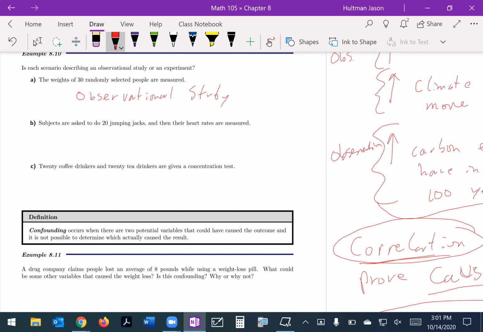Subjects are asked to do 20 jumping jacks, and then their heart rates are measured. Is this observational or experimental? Can I have a control group and an experimental group? Yeah, the control group are the people who don't move, and these are the jumping jack people. Can I repeat this experiment as many times as I want? Absolutely. Can I measure the heart rates? Yeah. So the variable that we're measuring is heart rate.